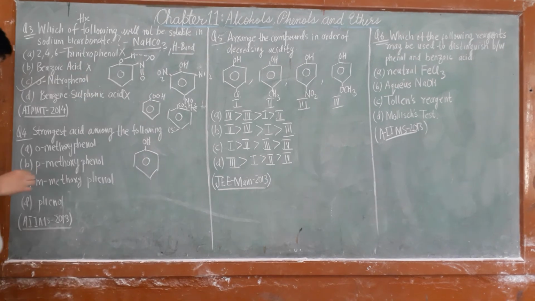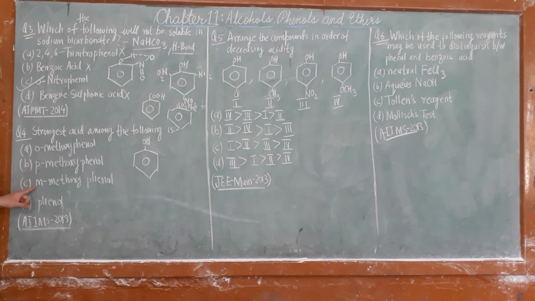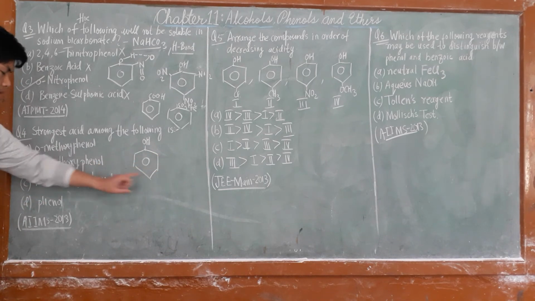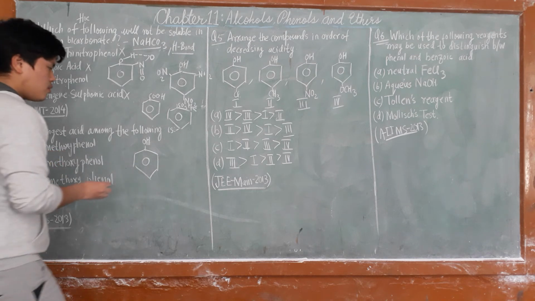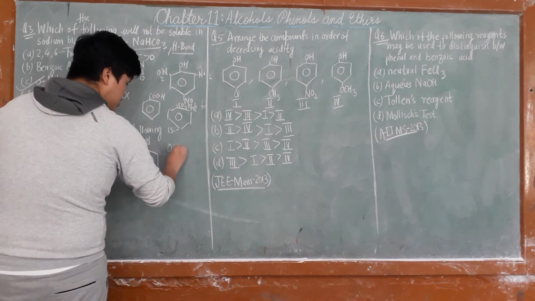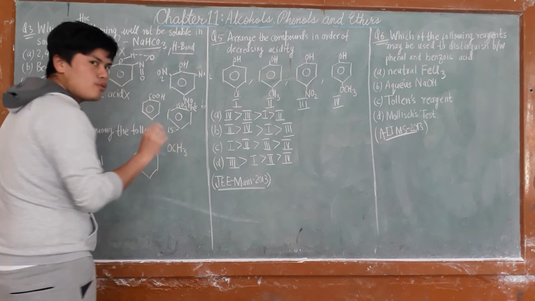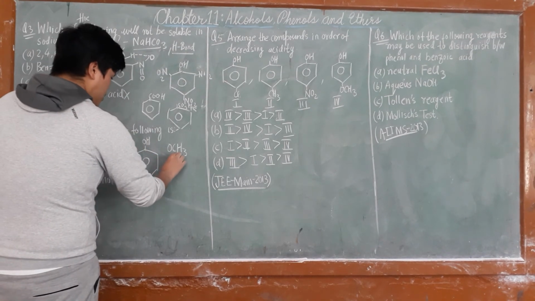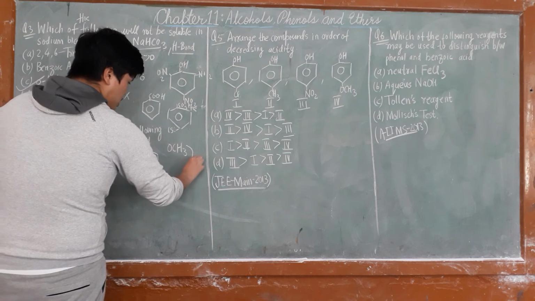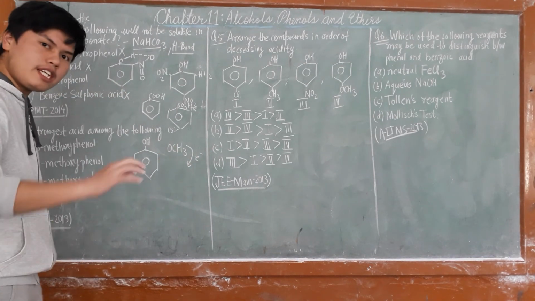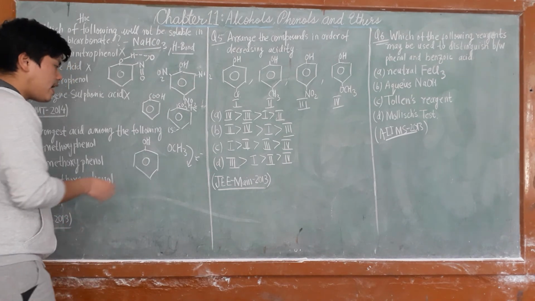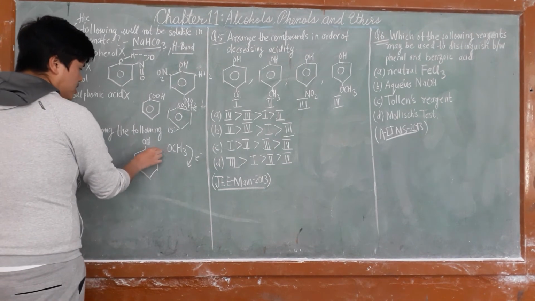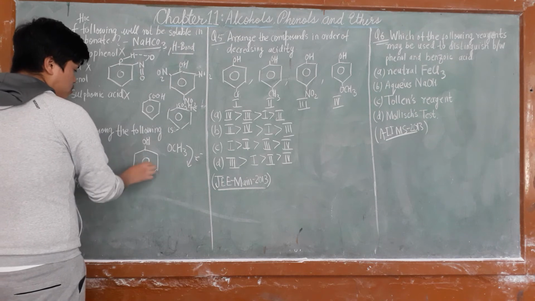Now what you have to know is methoxy, that is an OCH3 group, is ortho-para directing. Ortho-para directing groups donate electrons. What will happen? The OCH3 will donate electrons on the benzene ring.